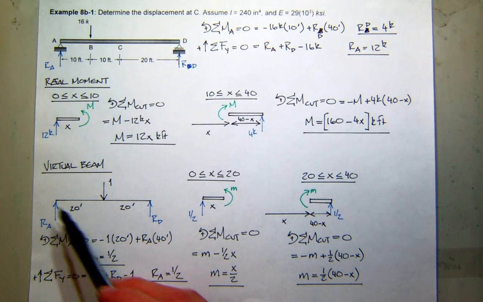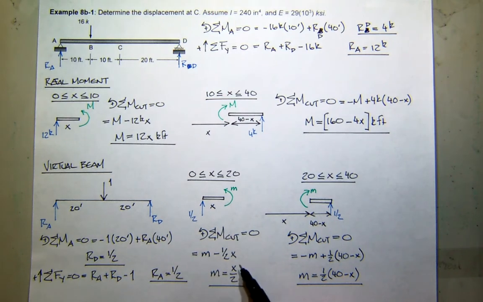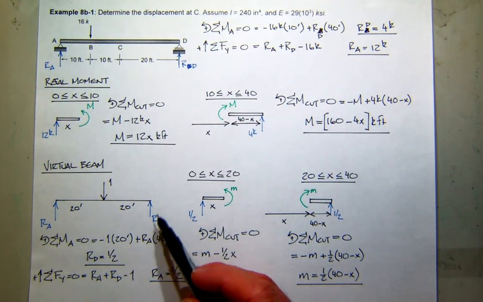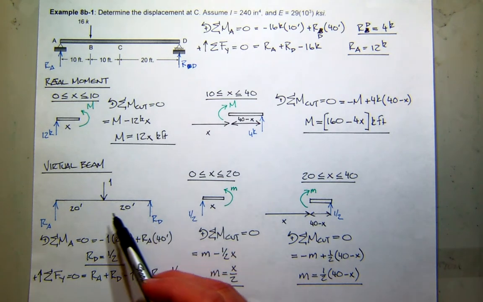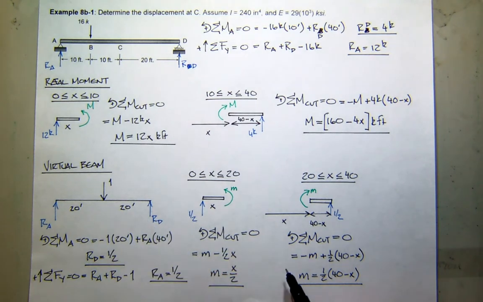So on the left side, I've used this equation. You plug in x equals 0, hey, it works. On the right edge, I have to use this equation. Plug in x equals 40, and it works. And now the point where they match at 20: you plug in 20 here, you get 10. You plug in 20 here, you get 10. So all seems well.